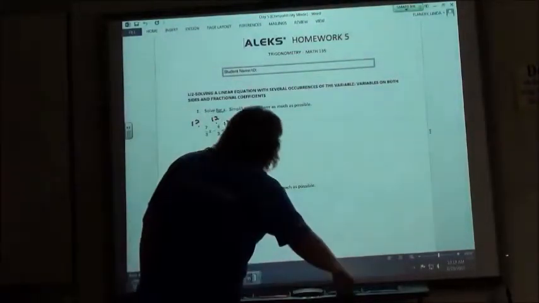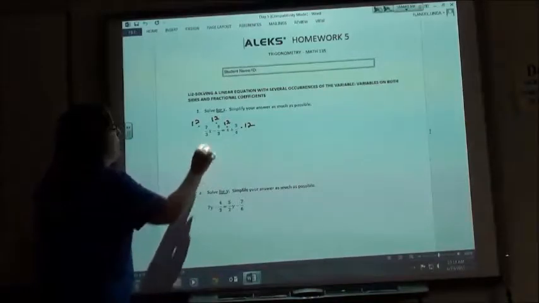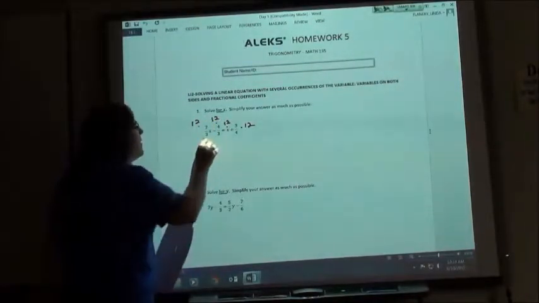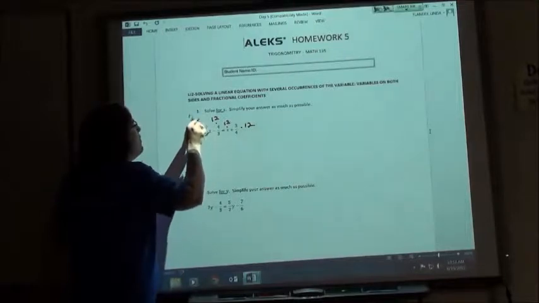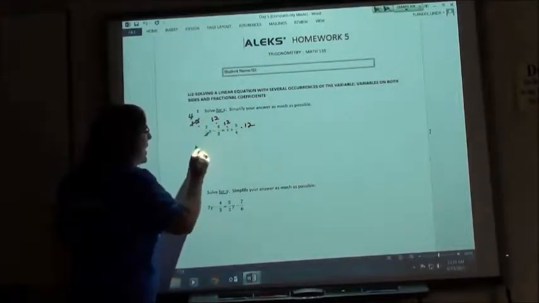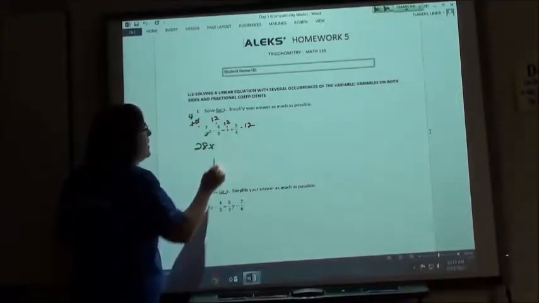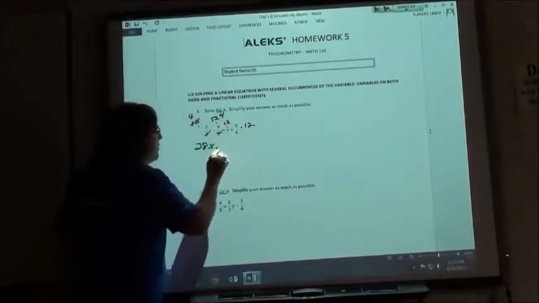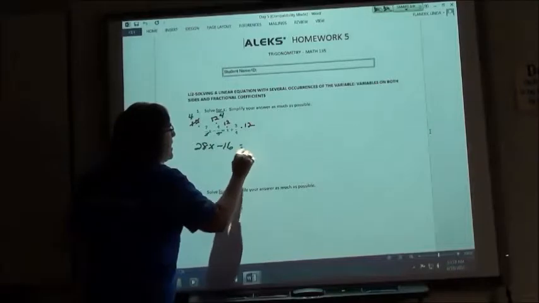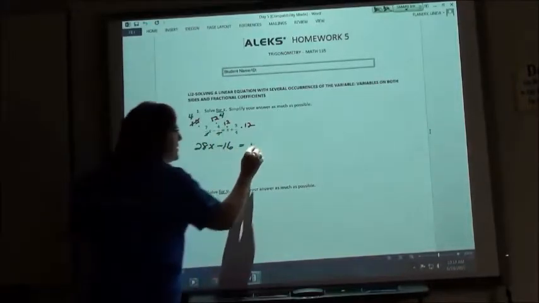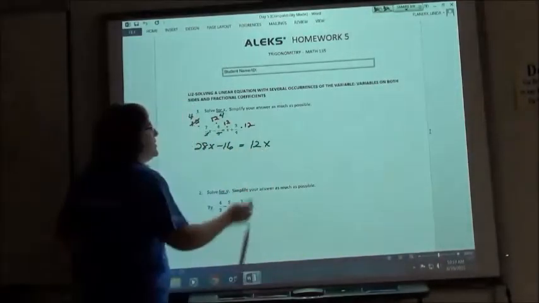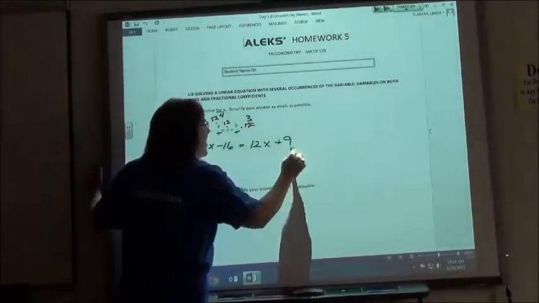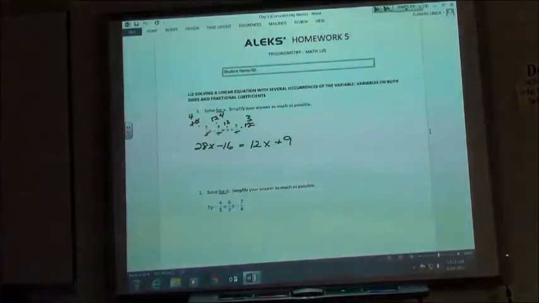The ones with the fractions, I'm going to do some canceling. These should all go in evenly, otherwise you have the wrong common denominator. 3 goes into 12 4 times. 4 times 7x would be 28x. 3 goes into 12 4 times. 4 times negative 4 is minus 16, equals 12 times x, 12x, and 4 goes into 12 3 times, 3 times 3 is plus 9. I now have gotten rid of my fractions.